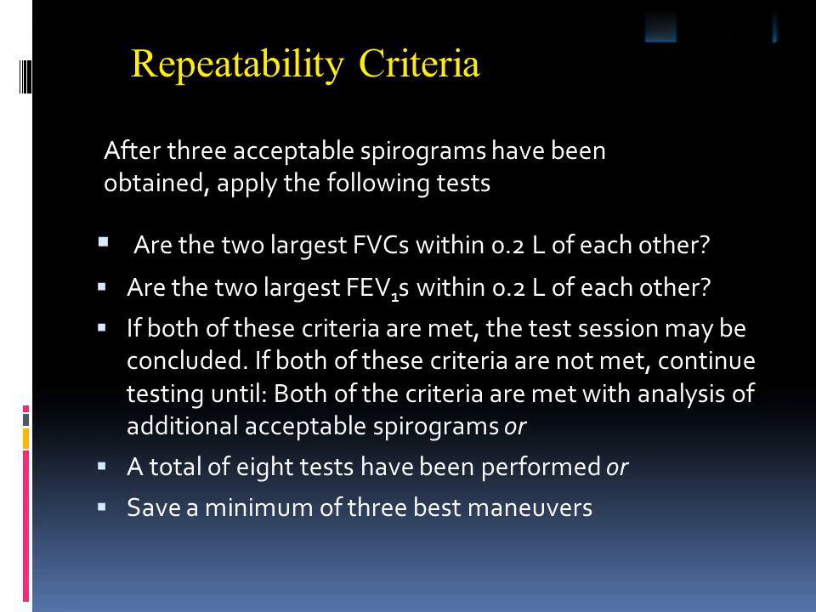Repeatability criteria. After 3 acceptable spirograms have been obtained, apply the following tests. Are the 2 largest FVCs within 0.2 liters of each other? Are the 2 largest FEV1s within 0.2 liters of each other? If both of these criteria are met, the test session may be concluded. If both of these criteria are not met, continue testing until both criteria are met with analysis of additional acceptable spirograms, or a total of 8 tests have been performed, or save a minimum of 3 best maneuvers.